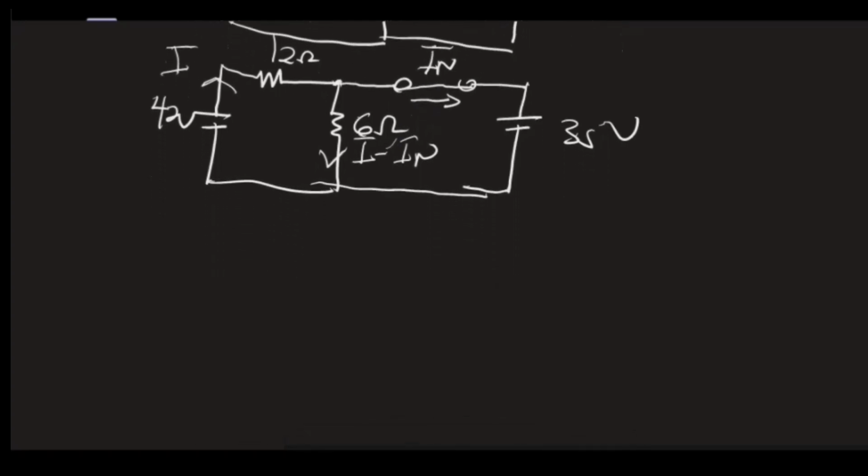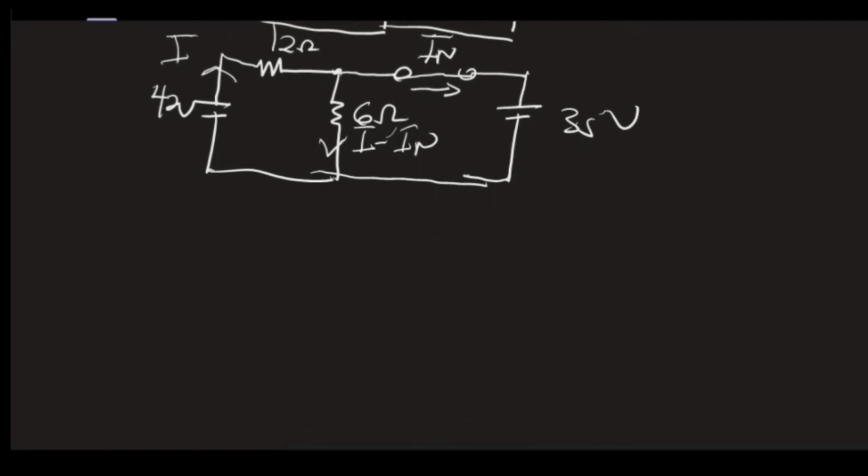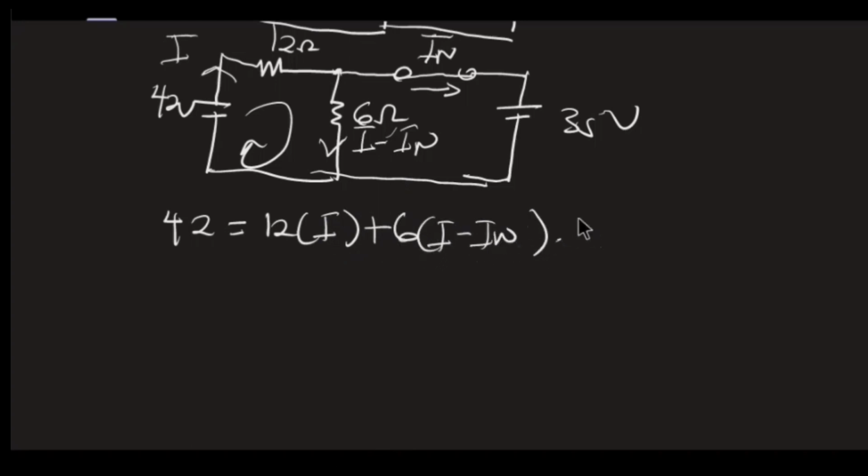Once I have this, I can take a loop, and the loop will help me get the value for I. Let me take this loop. In this loop, my total voltage is 42, which is equal to my voltage drops. Here is 12 multiplying I, plus 6 multiplying I minus IN. Is that not it? So once you have this, I'm going to have 42 equals 12I plus 6I minus 6IN.